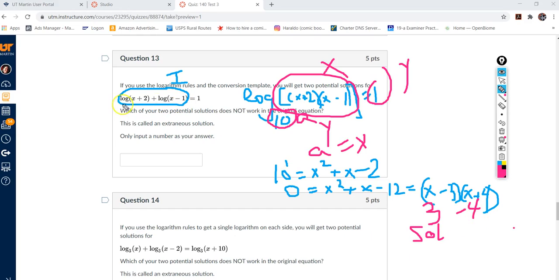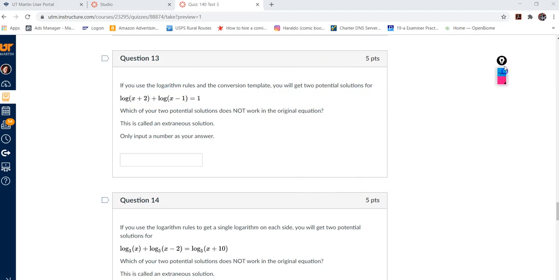What if x is negative 4? Well, I put negative 4 inside here, and negative 4 plus 2 is negative 2. So the inside the parentheses is still something negative. So this does not work. This is our extraneous solution. It's not a solution, but we were asked what was the extraneous solution, not the proper solution. So the answer here is negative 4.